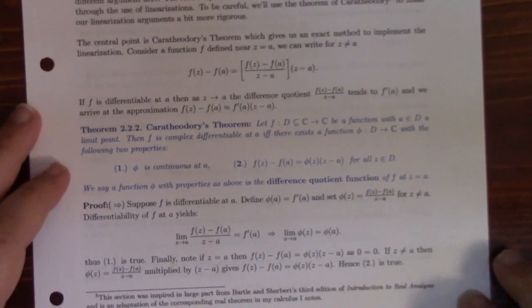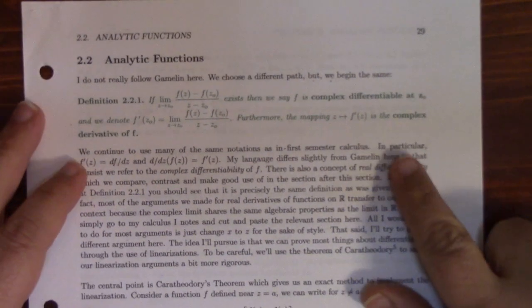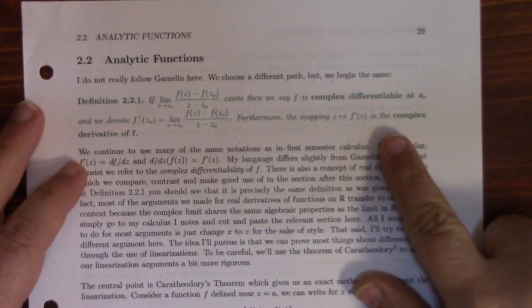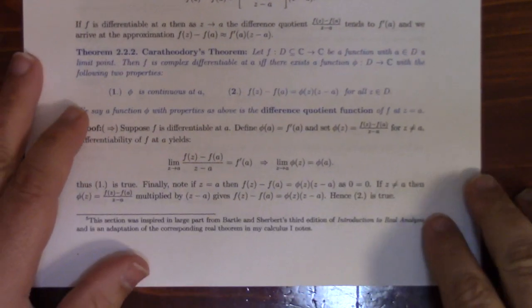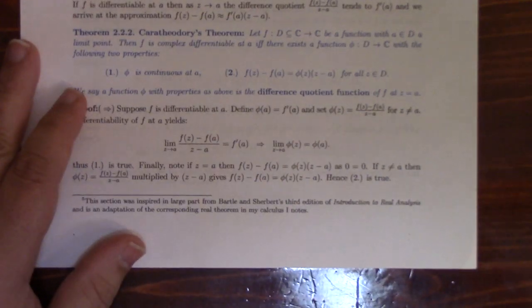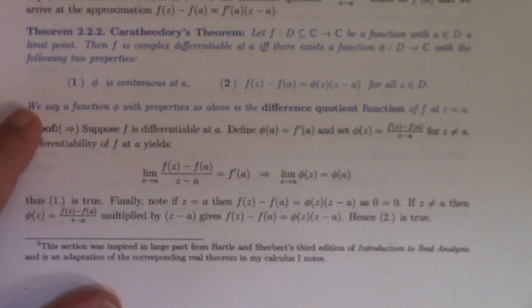So the first one is, of course, we have the definition of complex differentiable here, which means the limit of the difference quotient exists, right? Do more with that in a second. And then down here, Carathéodory's theorem. I want to look at the proof of that with you guys.